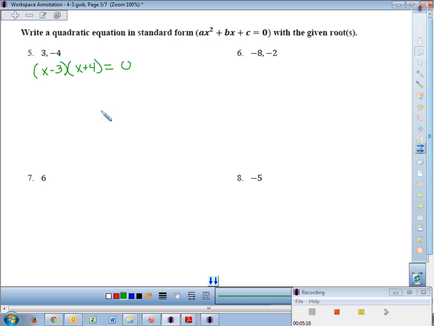FOIL it out. Is there a shortcut to FOILing this situation out? Is this a binomial squared or a conjugate situation or anything like that? So you've got to FOIL it. First terms times each other would give you an x squared. Outside guys times each other. Inside guys times each other. And last terms times each other. And it's still equal to 0.